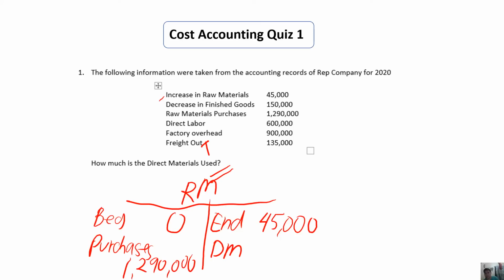So, lumalabas, meron na po tayong beginning inventory which is 0. And we have purchases 1,290,000. Then meron tayong end na 45,000. So yung remaining amount ay yung ilalagay natin sa direct materials used. So 1,290,000 minus 45,000. So ang magiging result ng ating direct materials is 1,245,000 pesos. So this should be the value of direct materials used.